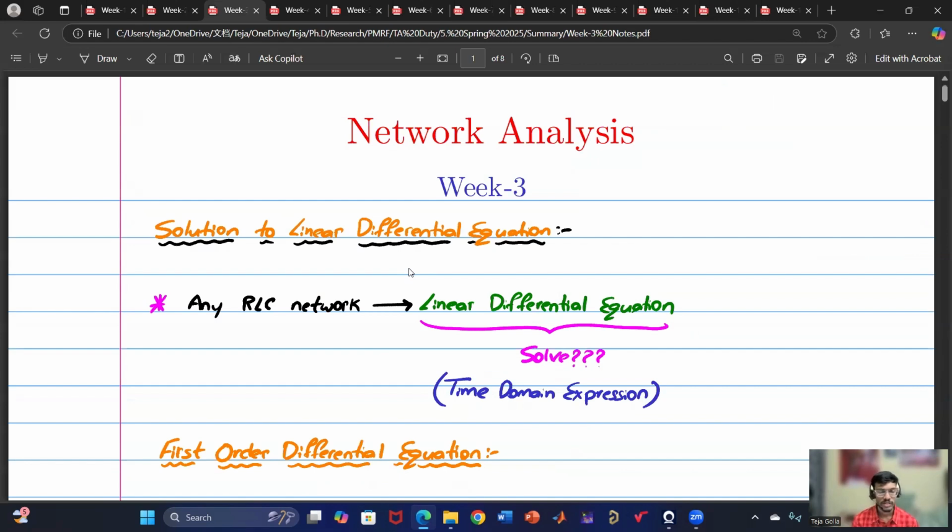So week 3 was about the solution to linear differential equations with different excitations. In the last week, we were solving by the classical method, and it was a first order system. What happens if it's a second order? What happens if it's an nth order?